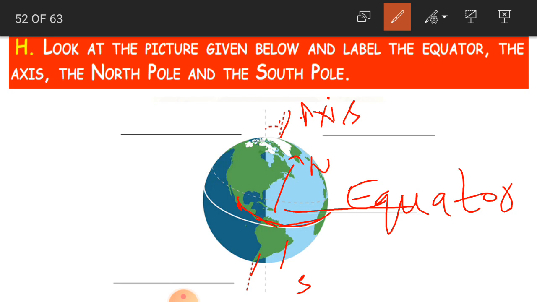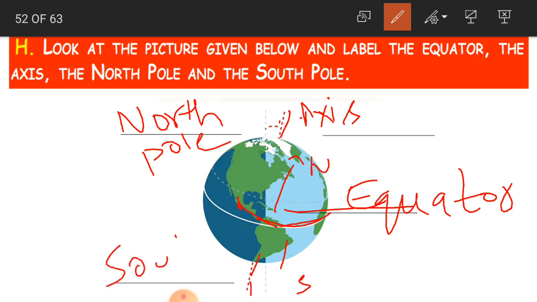And the north pole. North pole is this side. Either you can write here or there. I am writing here because we have already written axis there. This is the north pole. And here down, this is the south pole. Clear, children?